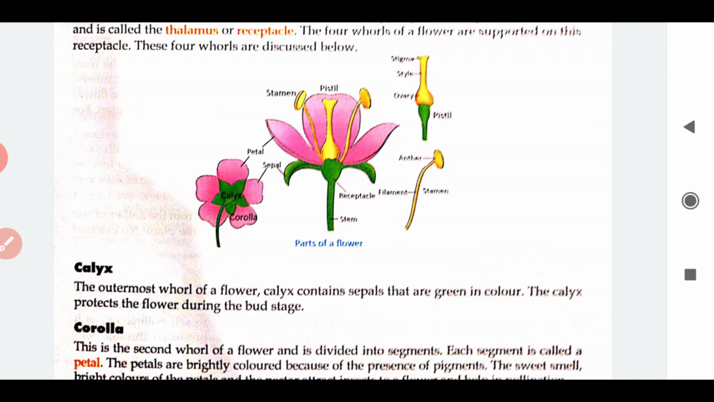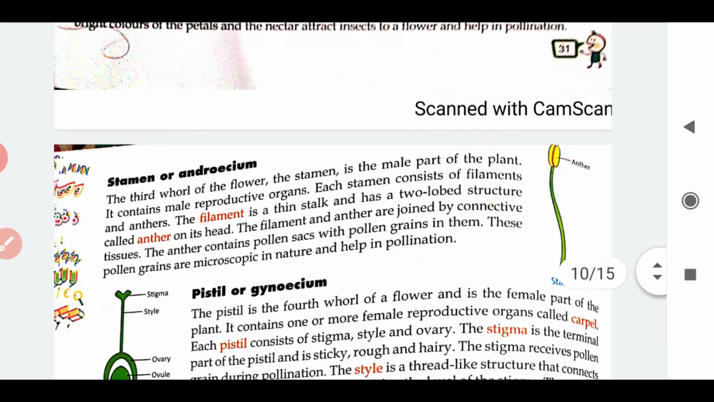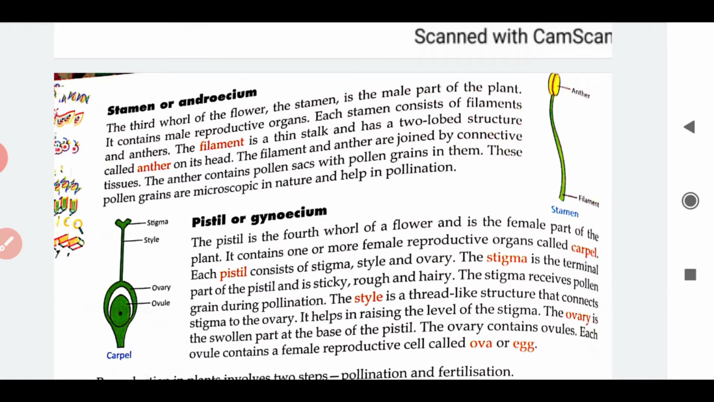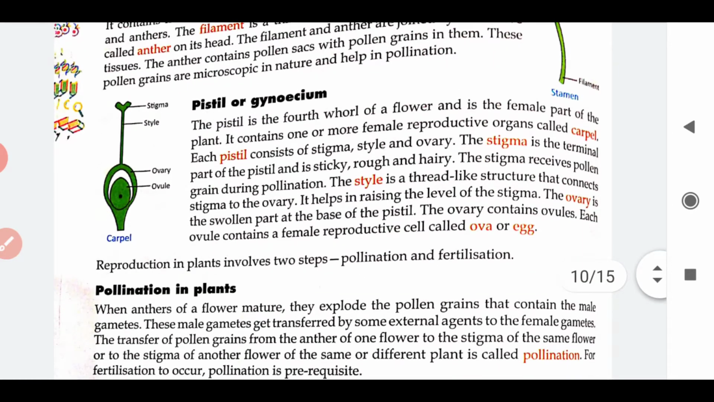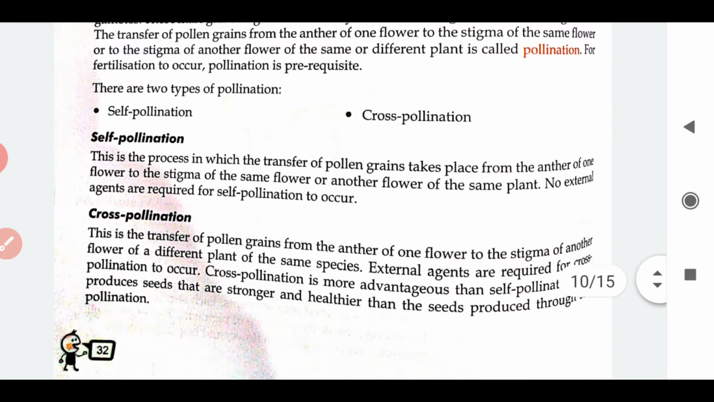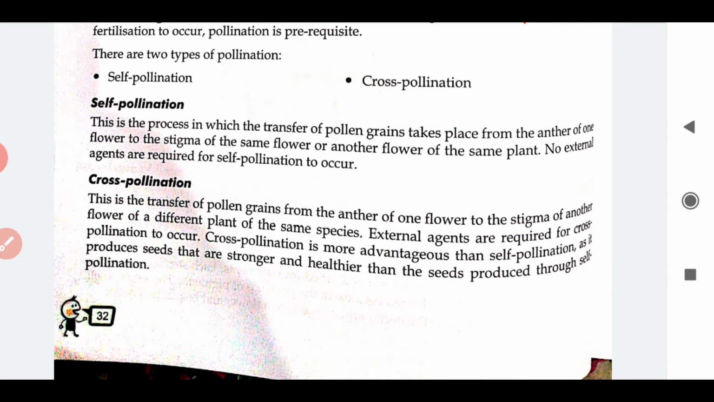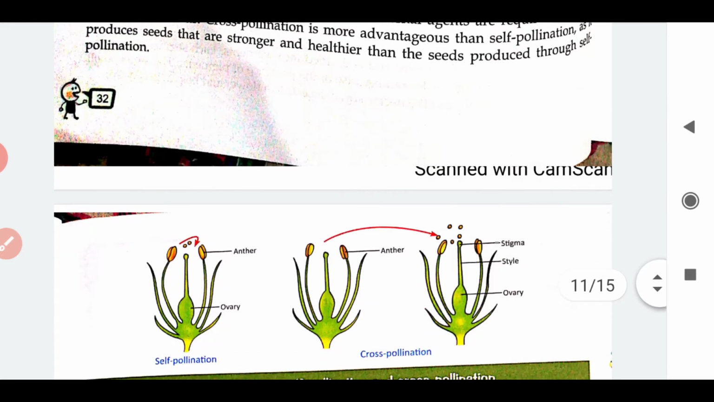The flower is attached to the plant body with the help of pedicel. These things we have seen, and we have seen the pistil, the gynoecium, androecium, stamen, carpel. All these things we have already discussed. Self pollination, cross pollination, basically transfer of pollen grain from anther to the stigma of the female flower, the female reproductive system. These things we have discussed, the pollination.